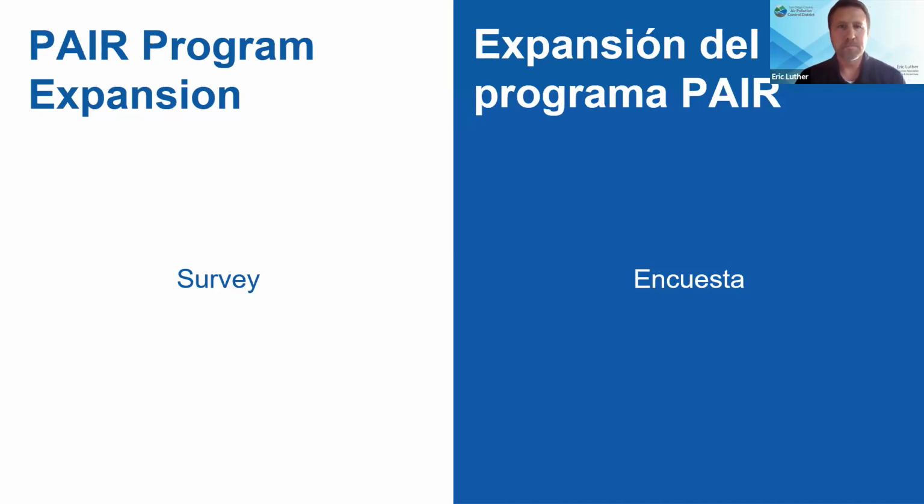Eric, do you want to read through those questions just so people know kind of what we're asking them? Sure. So question number 1, on a scale from 1 to 4, how satisfied are you with the PAIR program? 4 being very satisfied and 1 being not satisfied at all. And then question 2, based on what you know about the PAIR program, what improvements would you recommend? And that's just writing in your answer.